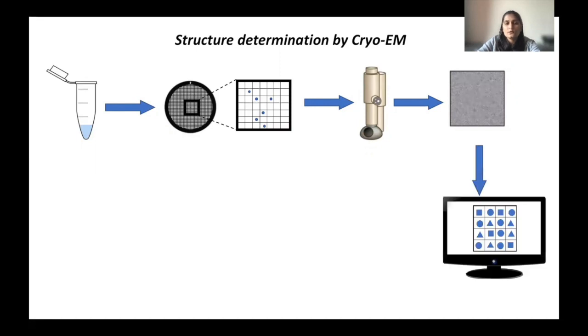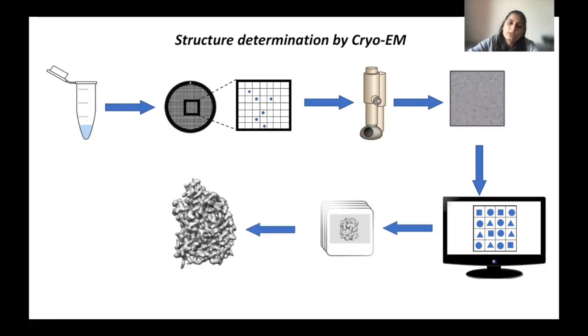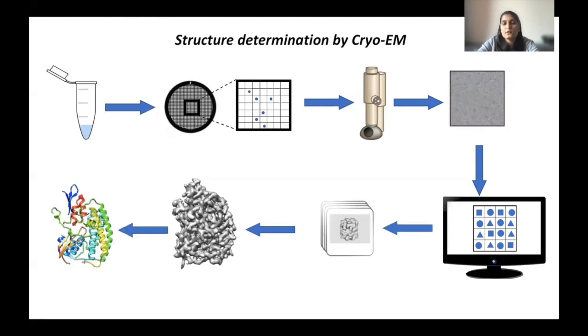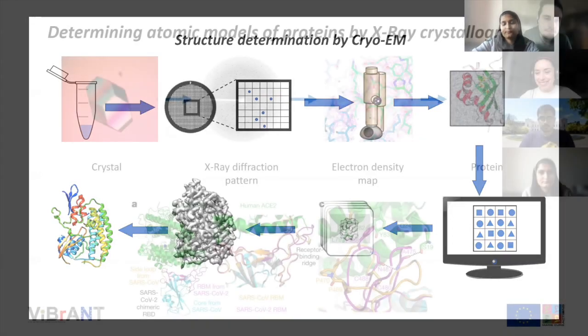The image processing software applies motion and contrast transfer function corrections, and the individual particles are then selected and aligned to calculate 2D class averages. This is then used to generate 3D classification, generating the best 3D map, and finally calculate the high resolution cryo-EM structure. Thank you so much.